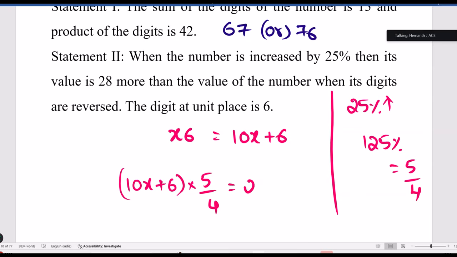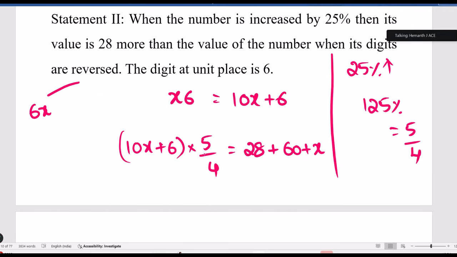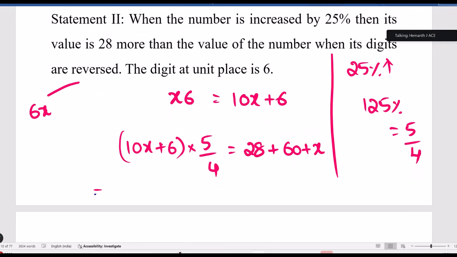When it is increased, it is 28 more than the reverse of this. Reverse is nothing but 6x, where 6 is at the tens place and x is at the units place. I think statement 2 alone is enough to find the number directly. Now if you cross multiply, this 4 will go to this side.